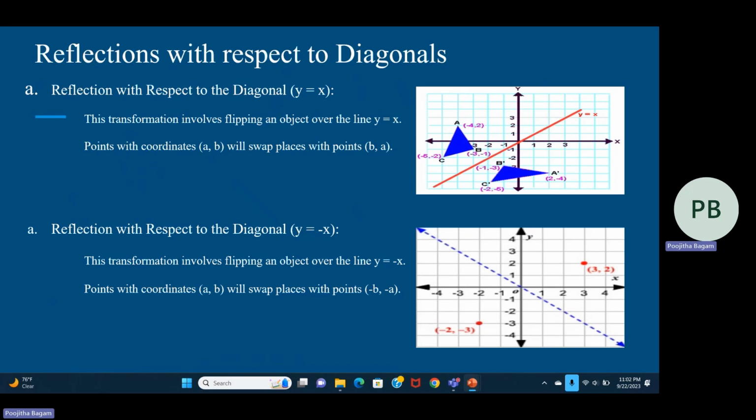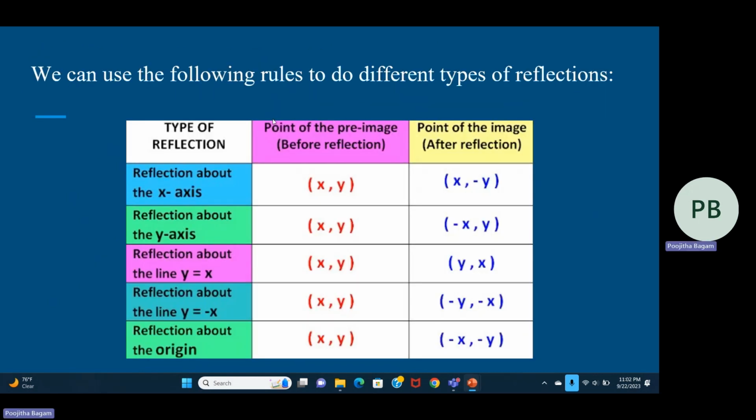And coming to the second case, which is reflection with respect to the diagonal y equals minus x. This transformation involves flipping an object over the line y equals minus x, where the points with coordinates a, b will swap places with points minus b, minus a as shown in the figure. So to simplify these different types of reflections, we can follow these simple rules as shown here.